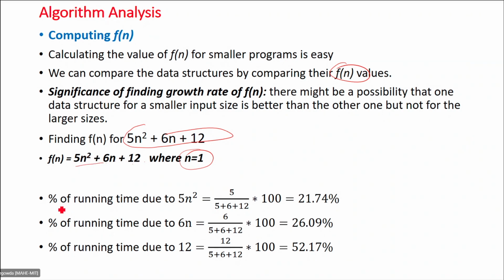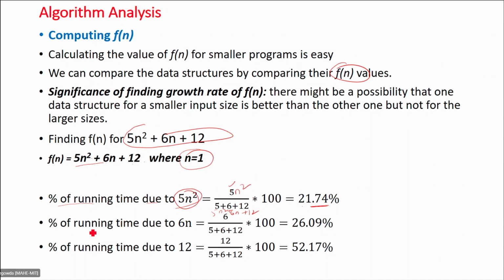I want to find the percentage of running time for the term 5n square. That can be calculated as 5n square divided by 5n square plus 6n plus 12. If n is equal to 1, this becomes 5 divided by 5 plus 6 plus 12, into 100, that is 21.74%. It means that 21.7% of the time is taken by the 5n square.